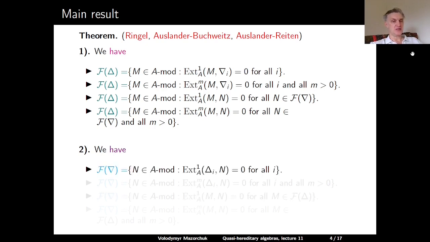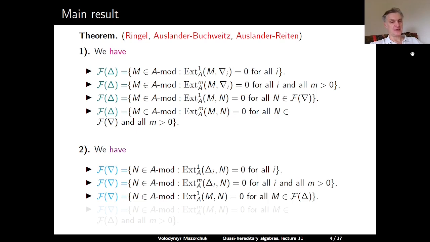So F(Nabla) coincides with the category of all A-modules N for which all first extensions from standard modules to N vanish, or for which all extensions of positive degree from standard modules to N vanish, or for which all first extensions from all modules with standard filtration vanish, or for which all extensions of positive degree from all modules with standard filtration vanish.